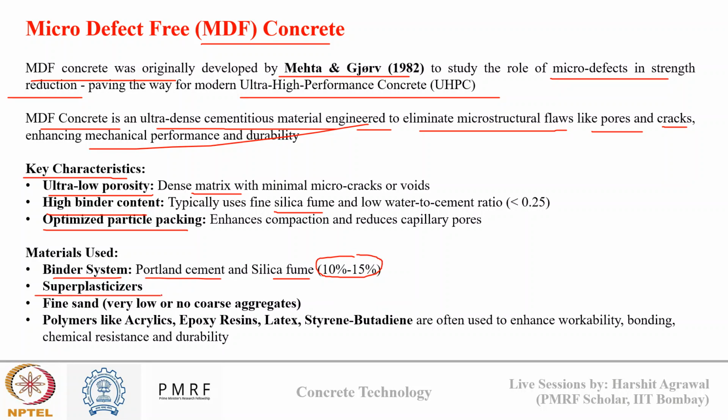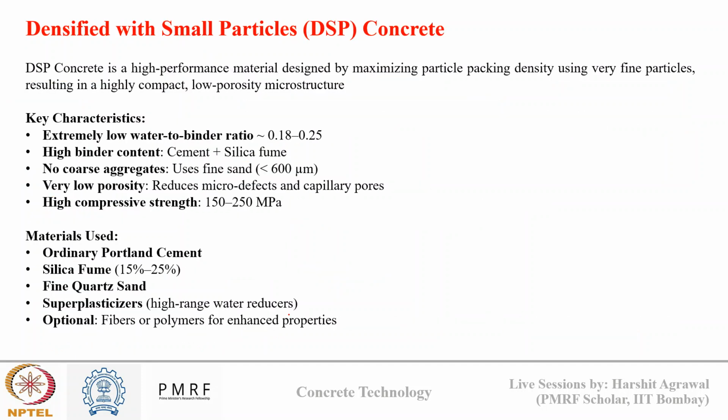We use superplasticizers to maintain workability at such a low W/C ratio. We use fine sand with very low or no coarse aggregates. So when we talk about aggregates, we are using just sand and not even 10 mm or 20 mm aggregates when we talk about micro defect free concrete. And generally polymers like acrylic and epoxy resins are also used to enhance workability and chemical resistance, and to fill the remaining voids inside the concrete.